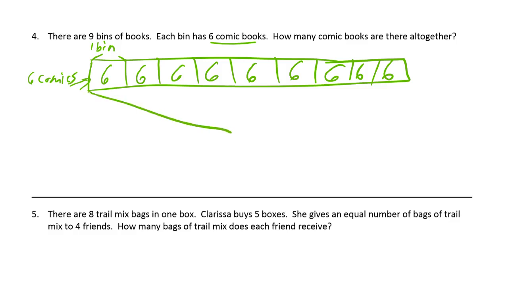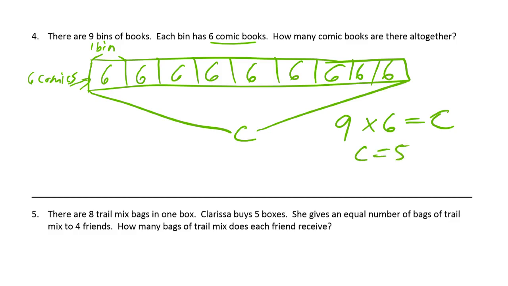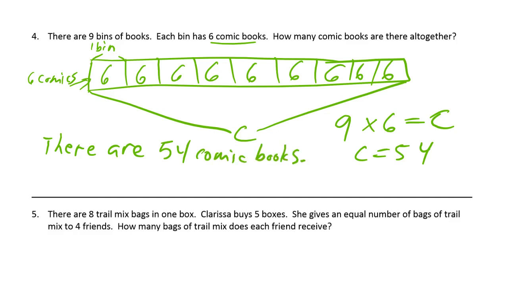And this is what we don't know. And I'm going to label this with C for comics. And I know that there are 9 sixes. And that's my product, will be C. 9 times 6 is 56. 54, I mean. So C equals 54. There are 54 comic books.